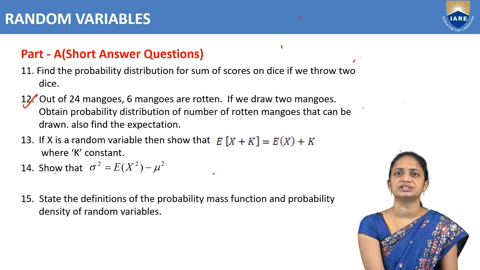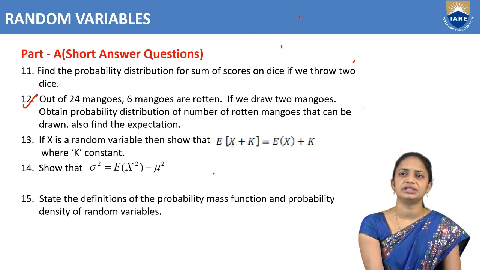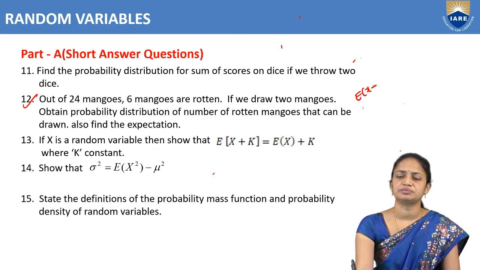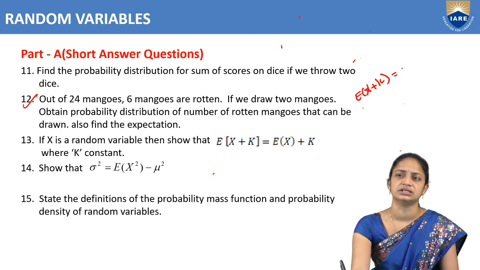Now coming to the next question: if x is a random variable, then show that E of (X plus k) equals E of X plus k. We have E of (X plus k). The formula is: we know that the expectation of x equals the summation of x into f of x, right? So here, instead of x we have x plus k, so the summation of (x plus k) into f of x.